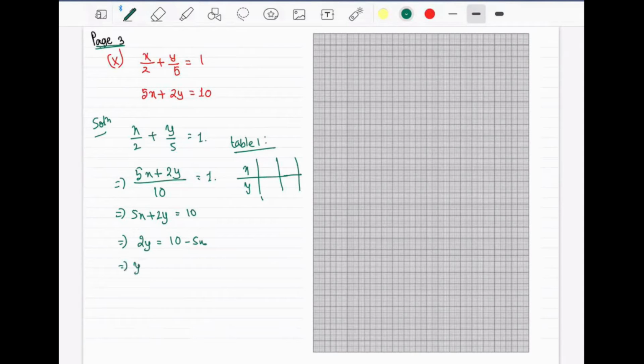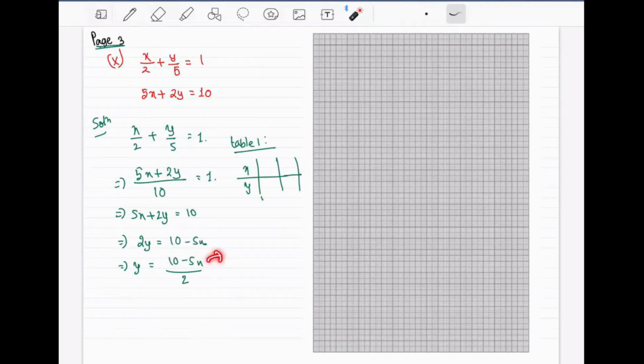If I find out y, 2 will go to the other side. It will become division, right? So here, in this case, what I said before, do not try to obtain fractional numbers, okay? Fractional values of y or x, we don't want it because it will be difficult for you to plot in the graph. 10 minus 5x by 2, since there is a 2 here below, better you take values of x so that after subtraction with 10, you will obtain values which are divisible by 2.